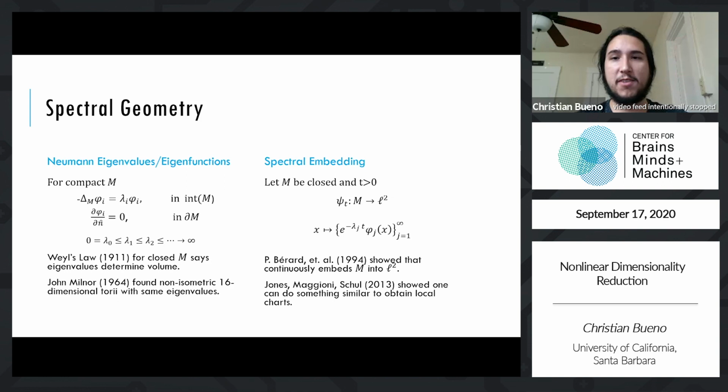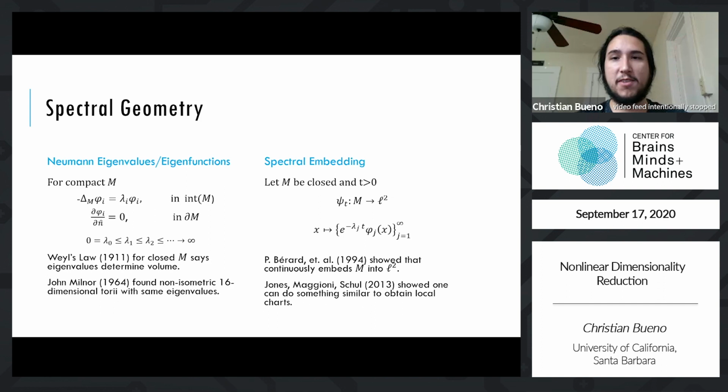You can have differently shaped drums that resonate the same way. And in this case, the first example of such a thing actually ended up being 16-dimensional tori with the same eigenvalues, but people have found simpler examples since then. And so, okay, we can't figure out what we're living on by looking at the eigenvalues alone. But maybe if we look at the eigenfunctions as well, we can learn a lot more.